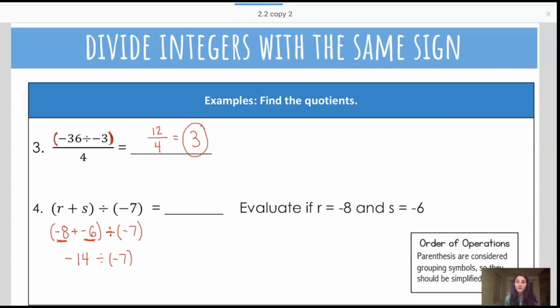Well, now we have a negative divided by a negative. The signs are the same, so my answer will be positive, and 14 divided by 7 is positive 2.